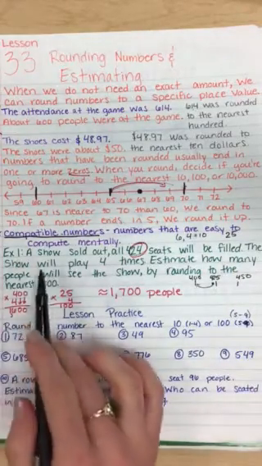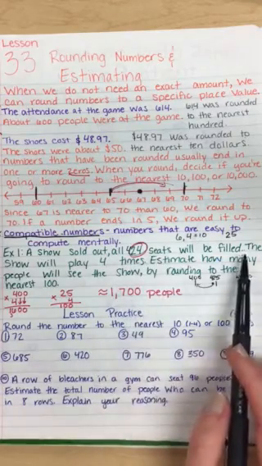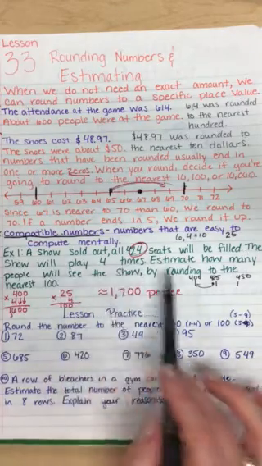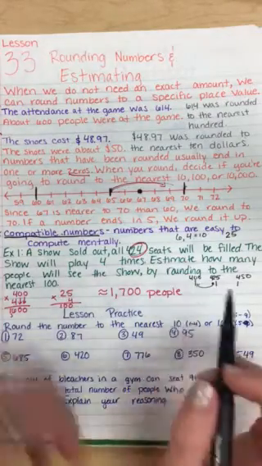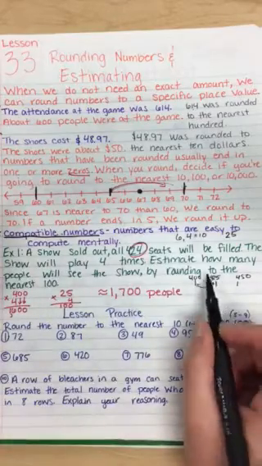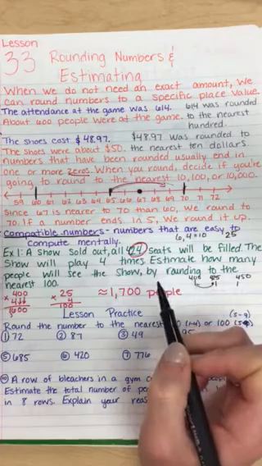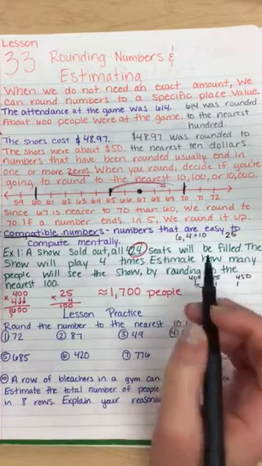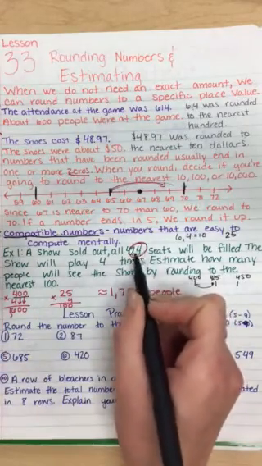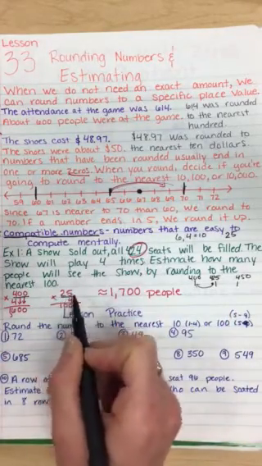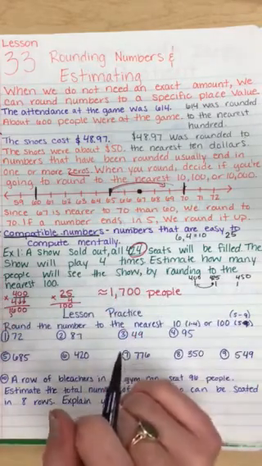Example 1: a show sold out. All 424 seats will be filled. The show will play 4 times. Estimate how many people will see the show by rounding to the nearest 100. The first thing I'm going to do is break this number down into compatible numbers. The first compatible number I'm going to use is 400, and the second one is I'm going to round this 24 to 25. Then I'm going to do 2 problems with those numbers and add them up to see the number of people.